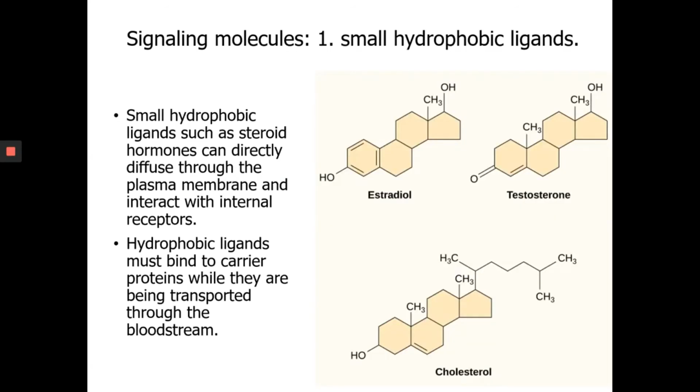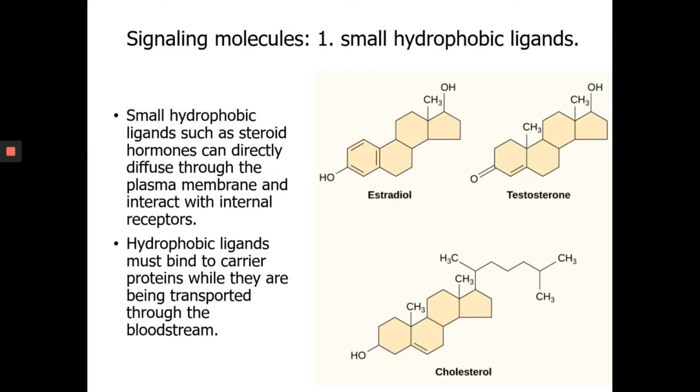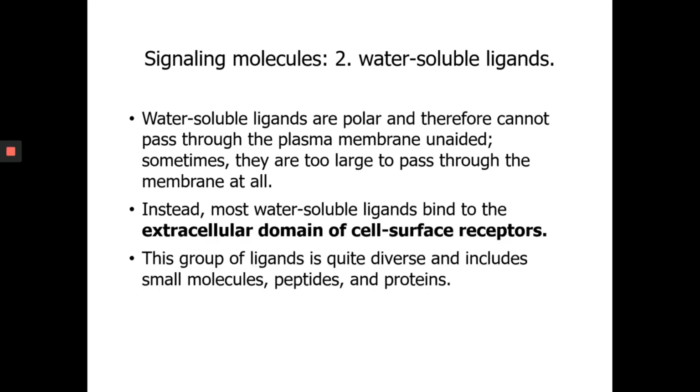Okay. All right, now those are different forms of cell signaling. So now let's take a closer look at the signaling molecules, the ligands. All right, so we are going to cover 3 types of ligands.